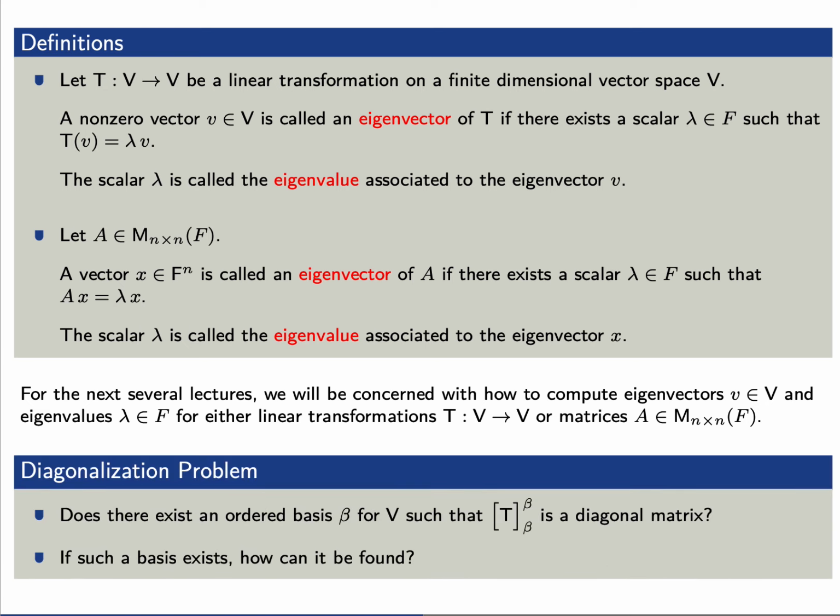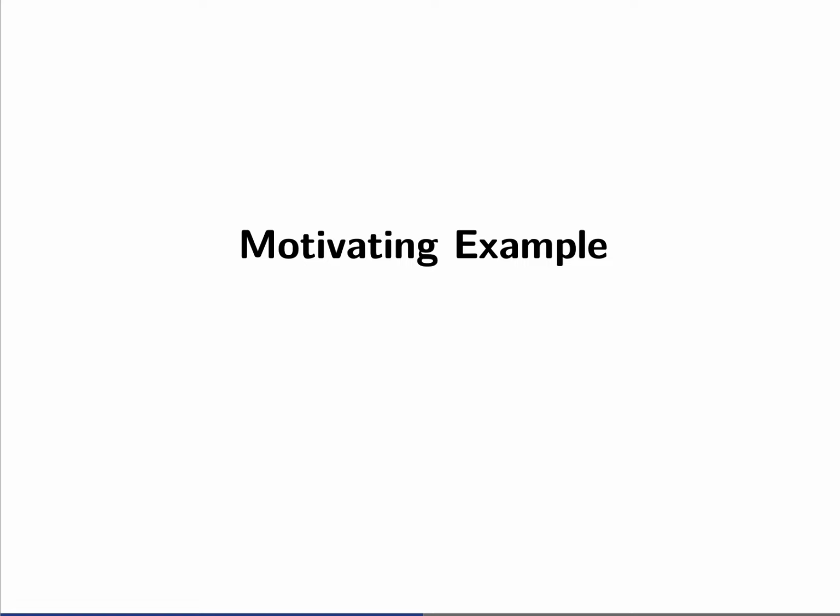To this end, we really have the following diagonalization problem. First, given a linear transformation T going from a vector space V to itself, does there exist an ordered basis beta such that the matrix representation from beta to beta is a diagonal matrix? Second, if such a basis beta exists, how can it be found? Again, we're going to focus on these two questions over the next several lessons. Before we go any further, let's try to present a motivating example to explain how we might find such a basis beta.